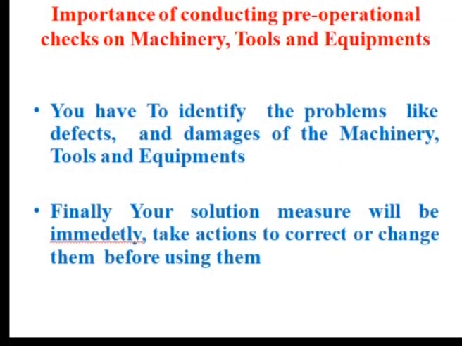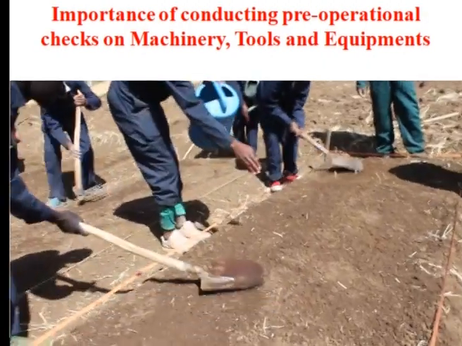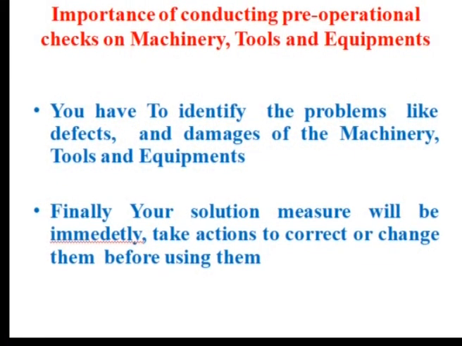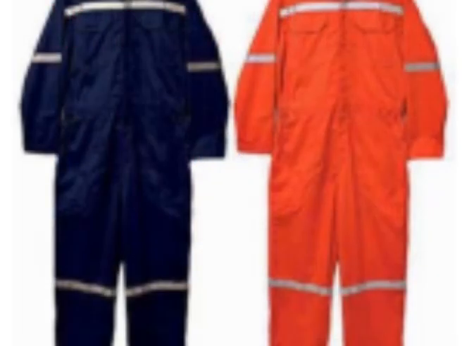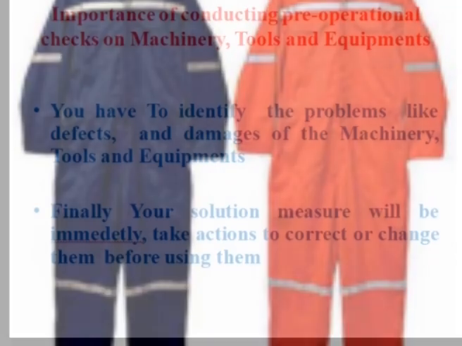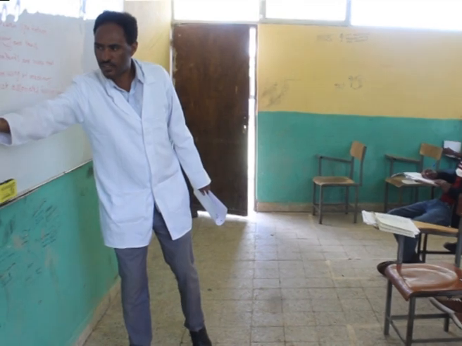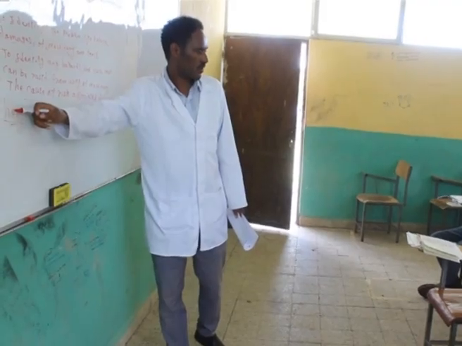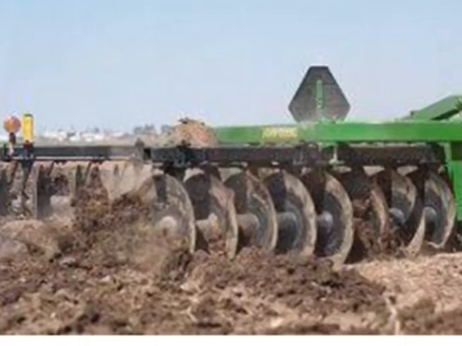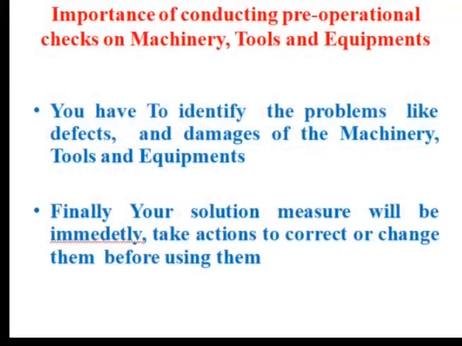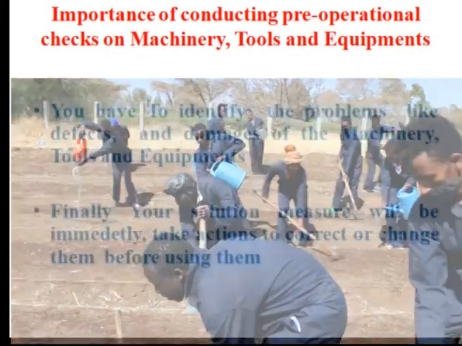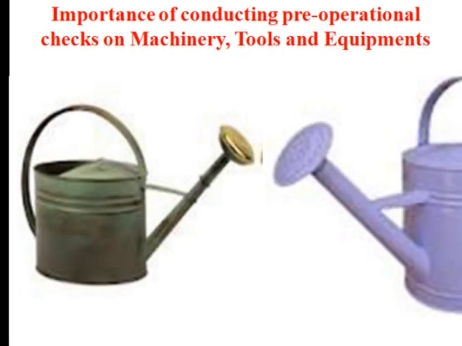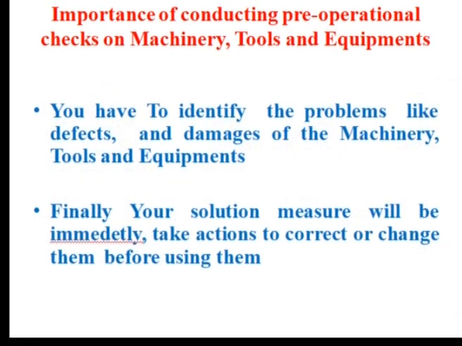What is the importance of conducting pre-operational checking on machinery, tools, and equipment? Student, do you remember that in the previous topic we discussed the importance of checking PPE? Now, similar to that, you have to check also the machinery, tools, and equipment. At the time of checking tools and equipment, you have to identify problems like defects and damage of the machinery, tools, and equipment. You have to identify any hazard and risk during operation. Finally, your solution measure will be to immediately take action to correct or change them before using them.